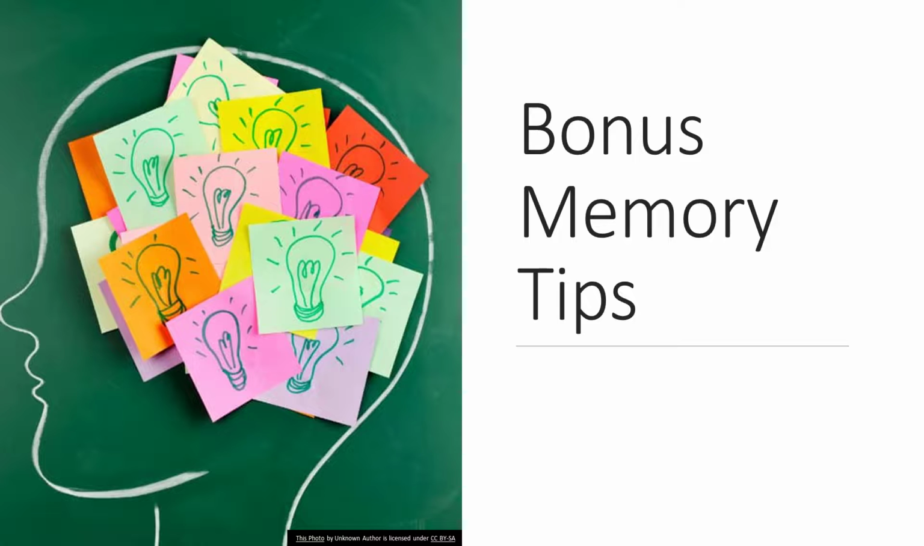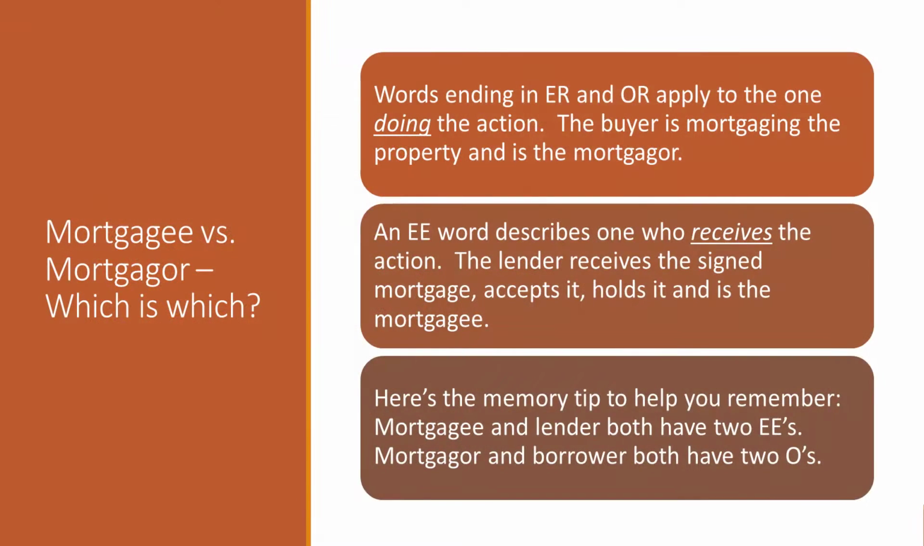Here's a few other memory tips. Mortgagee versus Mortgagor. Which is which? Words ending in ER and OR apply to one doing the action. The buyer is mortgaging the property and is the mortgagor. An EE word describes one who receives the action. The lender receives the signed mortgage, accepts it, and holds it, and is the mortgagee.